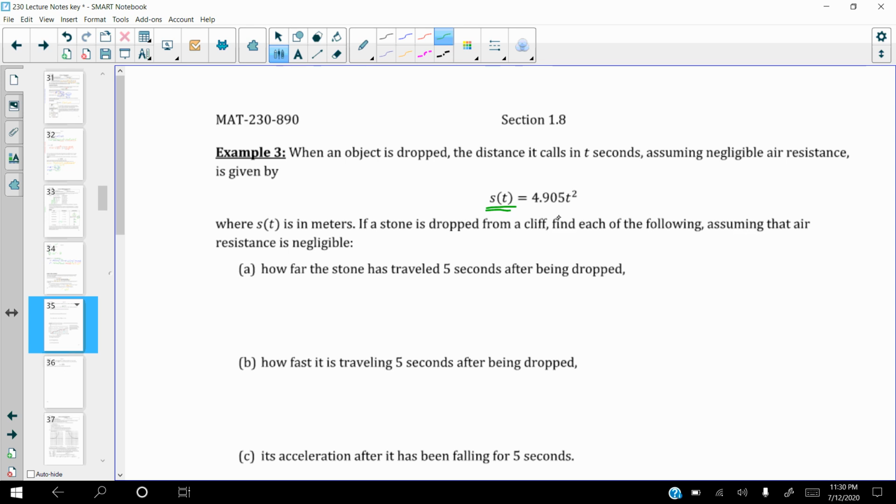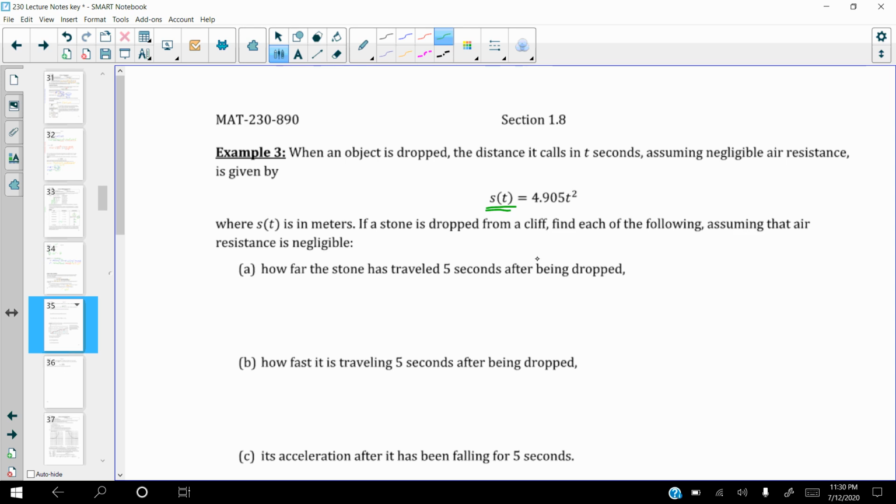If a stone is dropped off a cliff, find each of the following, assuming that air resistance is negligible. We keep saying that because air resistance can give you friction, which can affect the velocity and the acceleration of an object. We're just assuming that this is not something that we're worrying about. So how far has the stone traveled in 5 seconds after being dropped?